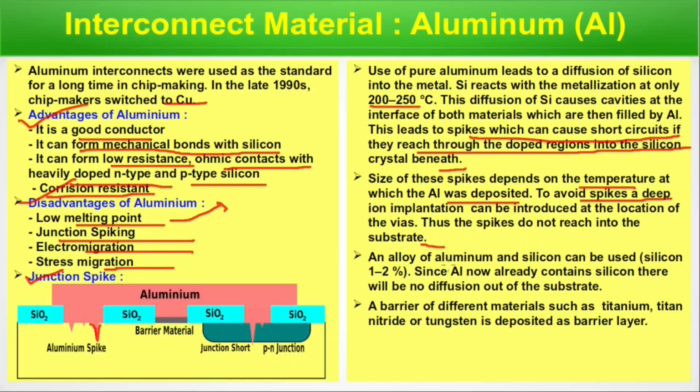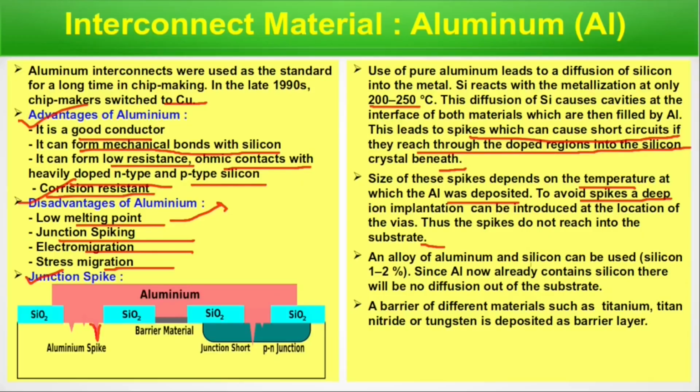Now, another point is that an alloy of aluminum and silicon can be used, with silicon 1 to 2%. Since aluminum now already contains silicon, there will be no diffusion out of the substrate. It happens at 200 to 250 degrees centigrade. Silicon diffuses, and while it diffuses, it leaves a space that creates a void, a cavity. That cavity gets filled by aluminum.